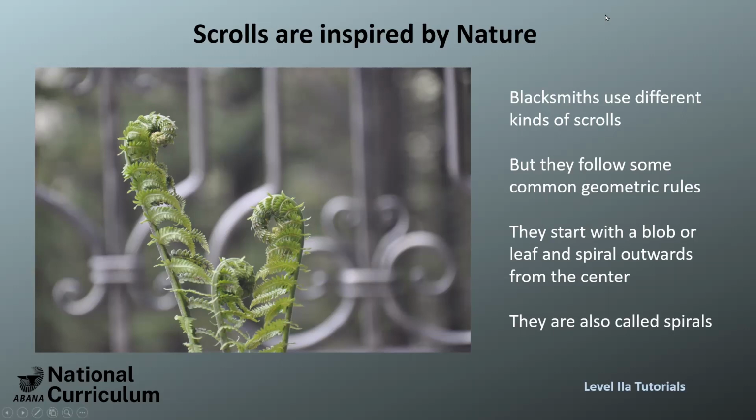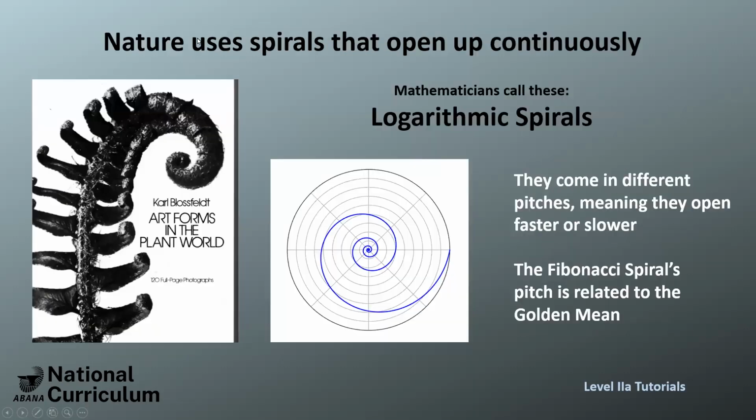Blacksmiths used different kinds of scrolls. They created different kinds of scrolls, but they all follow kind of the same geometric rules. They start with a blob or something in the middle, or a leaf, and then they spiral outwards. And that's why they're also called spirals.